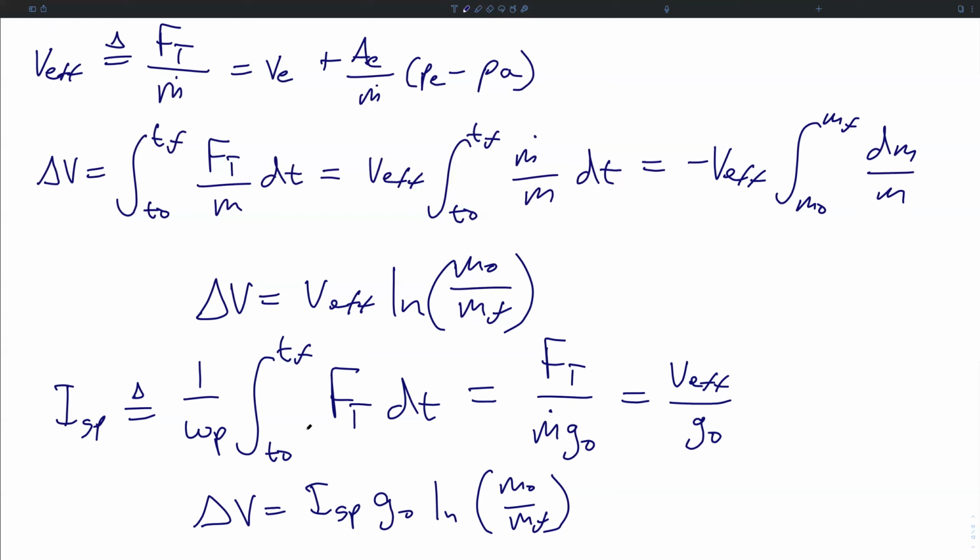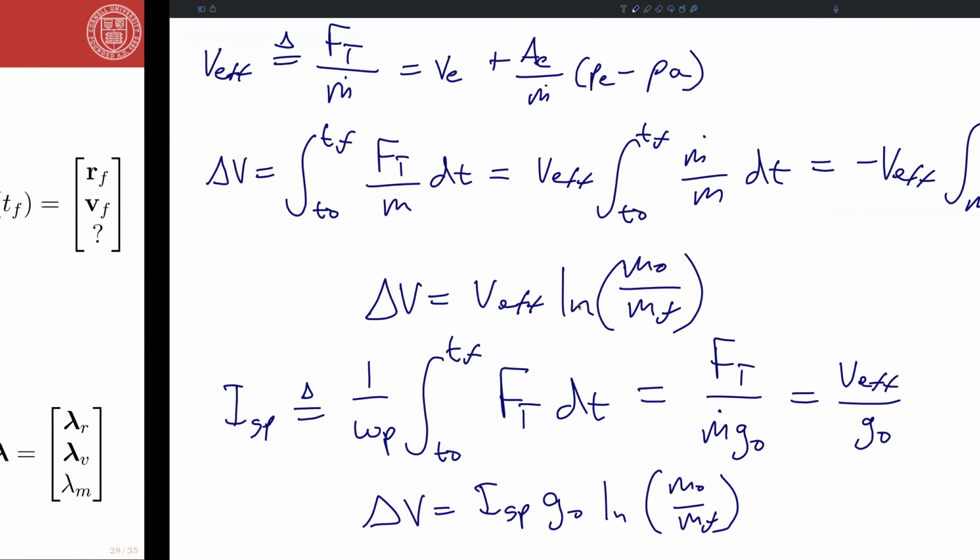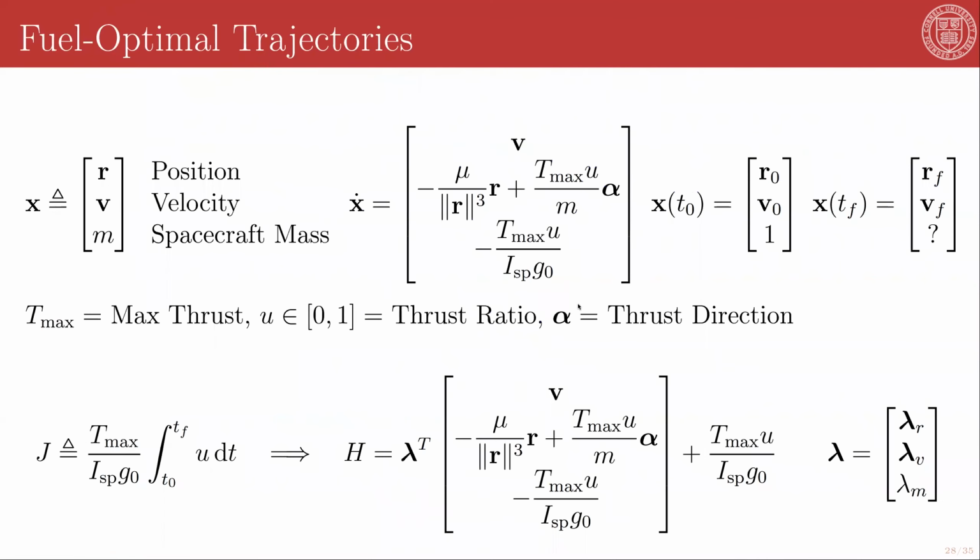These systems are typically only good for in-space propulsion and can never get you off the ground as they are currently formulated. With these basic definitions in hand, we can now formulate the fuel optimal trajectory problem. We are optimizing a state composed of our position, velocity, and spacecraft mass, which we now have to treat as a time-varying variable because we're going to be using some of it as we burn the fuel.